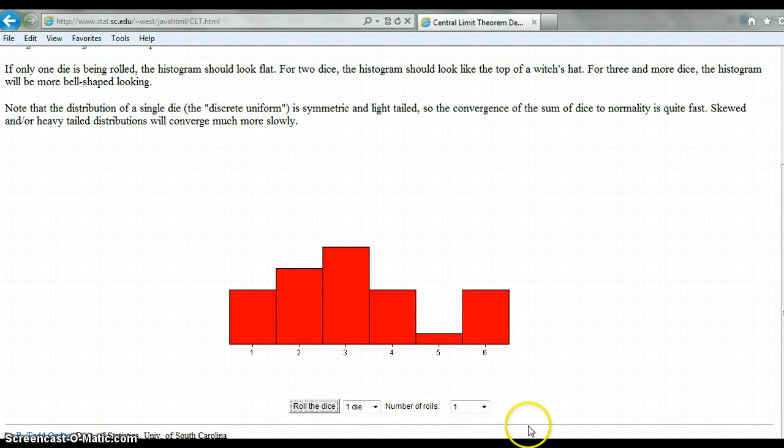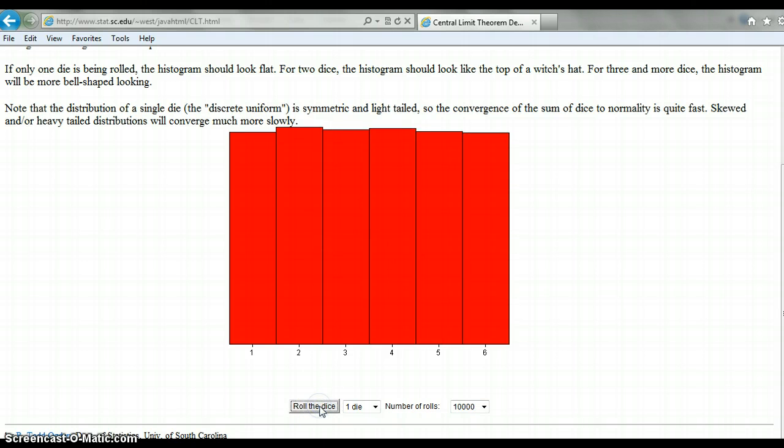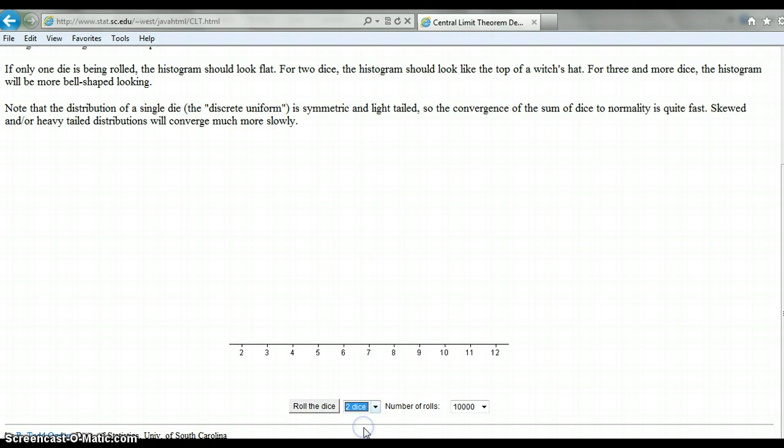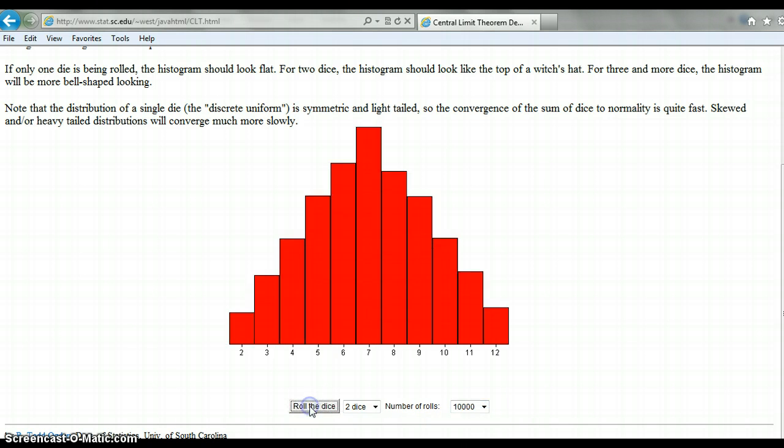I'm going to do this 10,000 times. What shape is that? A box. It's a uniform distribution. Uniform, okay? Right, now, 2 dice. If I do it just one at a time, I get this. Does that have much of a shape? Not really. What is the shape of the actual distribution of 2 dice? It's triangular.